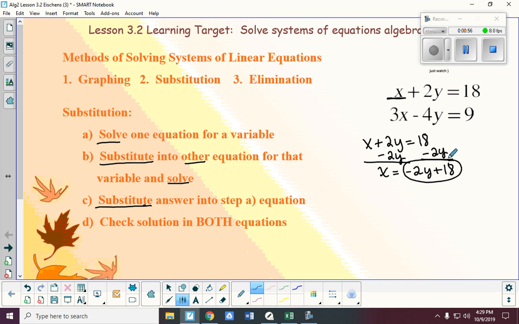So now, in the other equation, instead of the x, we're going to substitute in what x is equal to. So we write the other equation, but again, we substitute in for what x equals, minus 2y plus 18. Write out the whole equation. And then we solve. Now you see we only have one variable, so we'll be able to solve for it. So first we'll distribute.